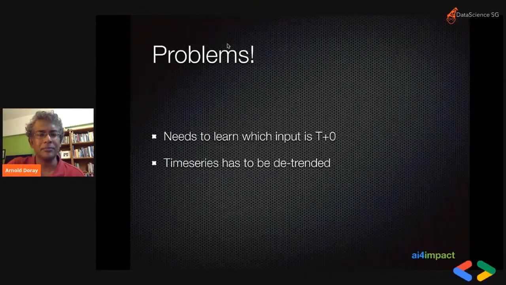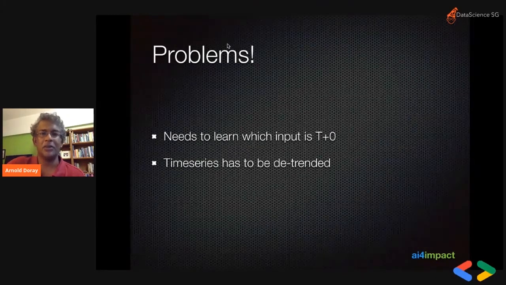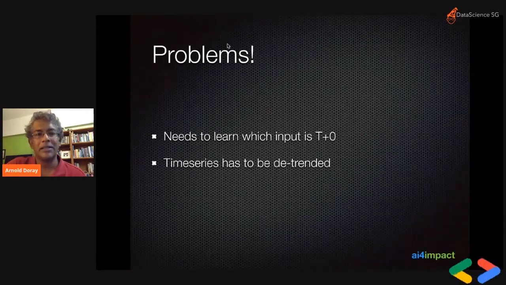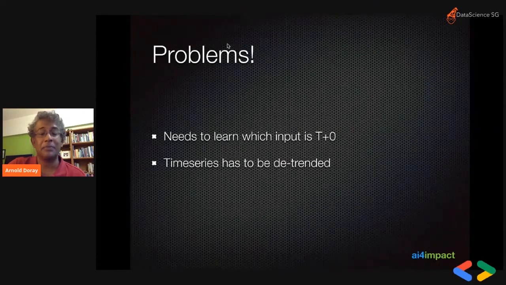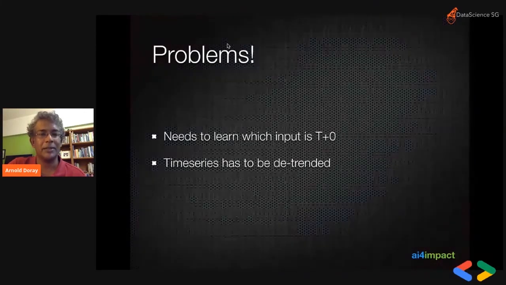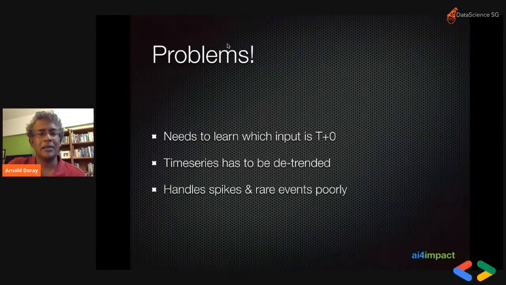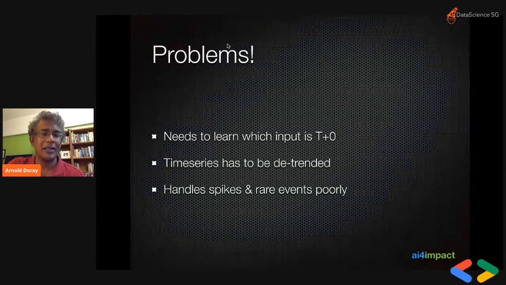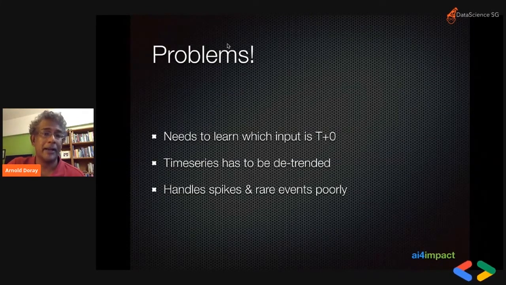The second thing is that when you do this, your time series has to be detrended. Especially for stock or financial data sets, where you've got upward trends or downward trends, you need to detrend these things. Otherwise, you don't have enough examples to learn from. And it handles spikes and rare events very poorly, obviously because they are rare. So it's hard for the network to learn these rare values and to cluster them accordingly.